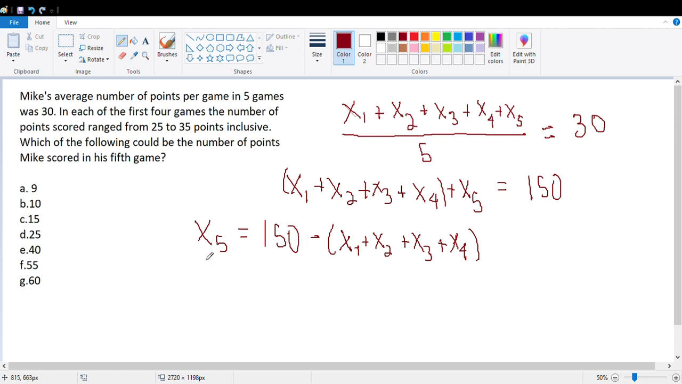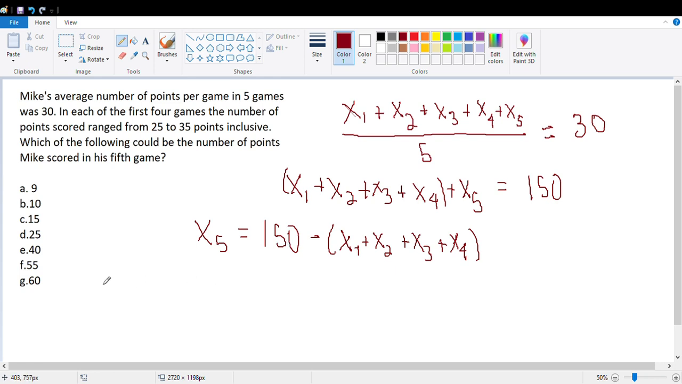So that tells us that the lowest number that x5 can be is when each of these is the highest possible value. And what is the highest possible value for x1, x2, x3, and x4? Well, it's 35. That's the highest amount of points that he could have scored in each of these games. So we're going to take that extreme case. We're going to let x1 be 35, x2 be 35, x3 be 35, x4 be 35, so that the sum is the largest number possible. We subtract it from 150, and we get the lowest possible value that x5 can take.